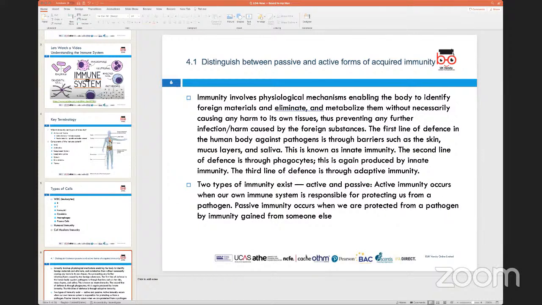It is introduced into the body through vaccination, wherein you would normally have a harmless version of the pathogen injected into the body, which allows your memory cells and your lymphocytes to produce antibodies. These are then stored in the body to spring into action when your body is faced with that infection again in the future.